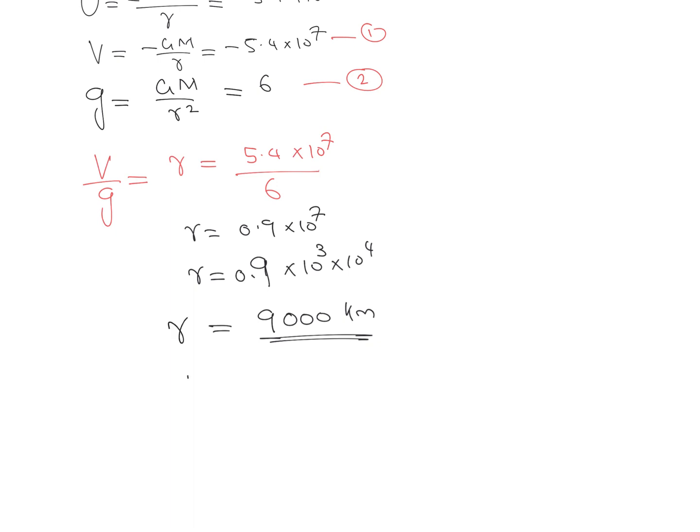Because we found the value of r, we can find out the value of h, that is the distance from the surface, which is equal to 9,000 minus the radius of Earth, which we can take as 6,400 kilometers. So that will be equal to 2,600 kilometers.